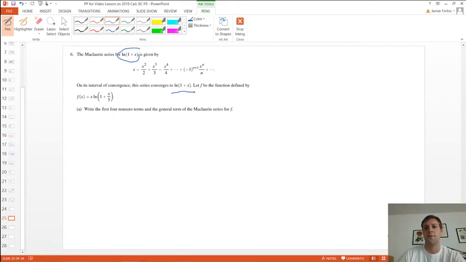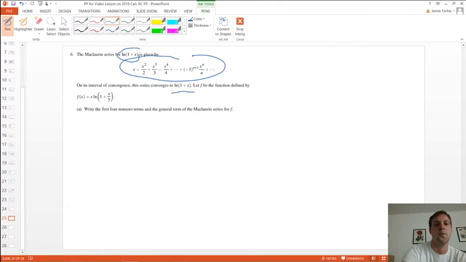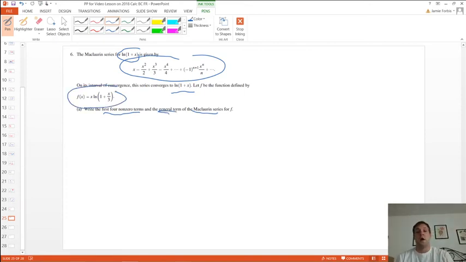But we're going to let f be not ln of 1 plus x, but x times ln of 1 plus x over 3. Okay. So we have the Maclaurin series for ln of 1 plus x, but I want to come up with the first 4 non-zero terms of the Maclaurin series and the general term of the Maclaurin series for f. Okay. Now you could go through the whole definition of Maclaurin series. You could do f of 0 plus f prime of 0 times x plus f. You could do that whole thing out and do the whole process if you want.